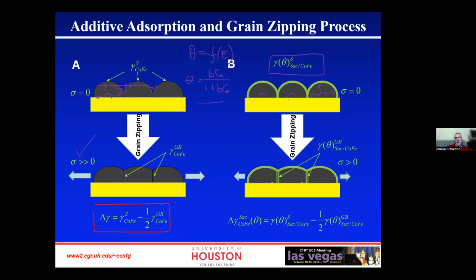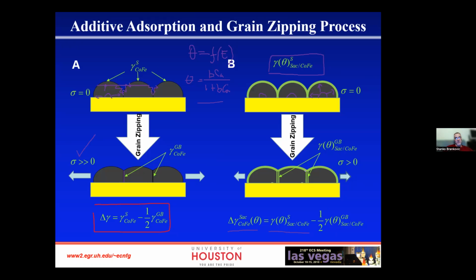All right. Now, that means that suddenly, when I form the grain boundary in this new situation, the driving force for the grain zipping process will actually be this delta gamma, now a function of theta, which means it's a function of the coverage of the additive on the surface. It is equal, very simply, to the surface energy of these grains covered with saccharin, which is a function of the coverage, minus 1/2 the grain boundary energy, which is also now a function of the coverage.